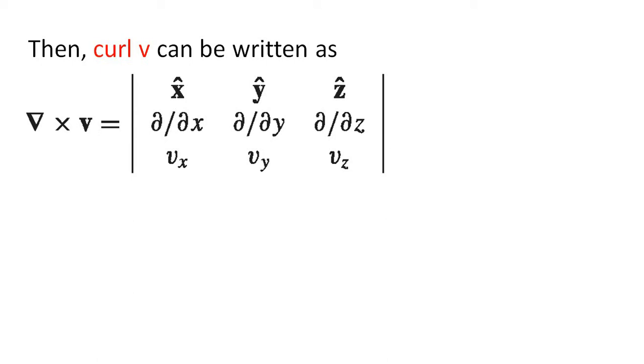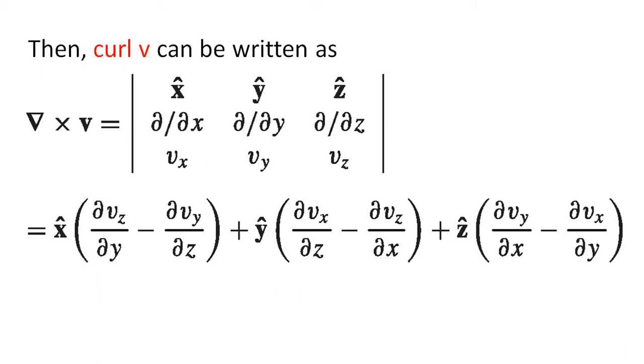Here also the first row should be unit vectors x cap, y cap, z cap. The second row we can write del in component form, that is ∂/∂x, ∂/∂y, and ∂/∂z. And the third row you can write v in component form, vx, vy, vz. Now take the determinant, that is consider x cap. This is the x cap. Just neglect the row and column containing x cap.